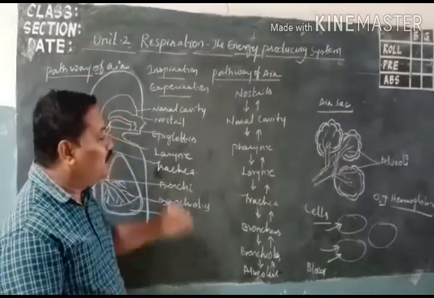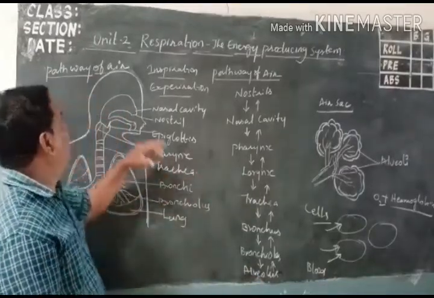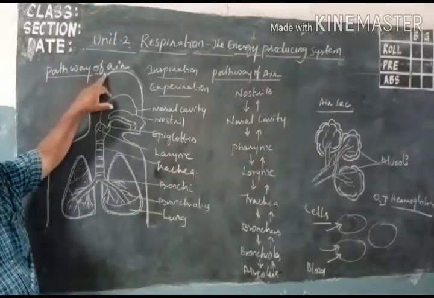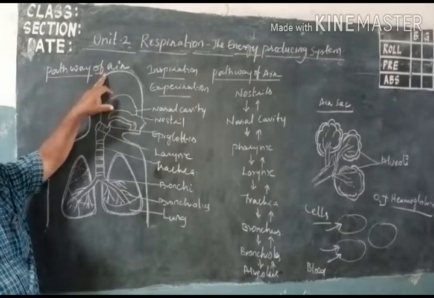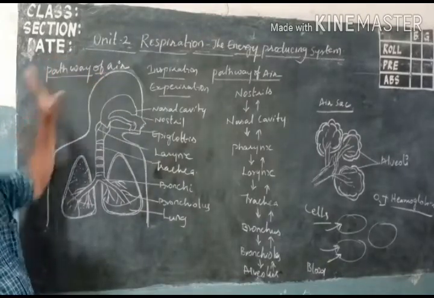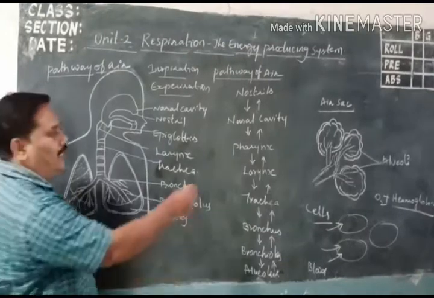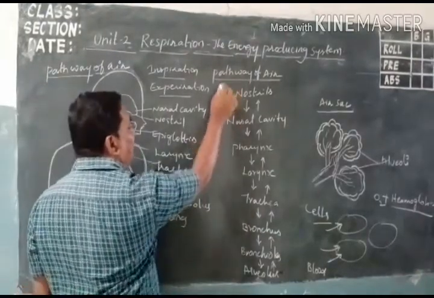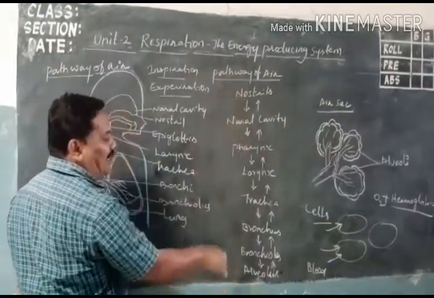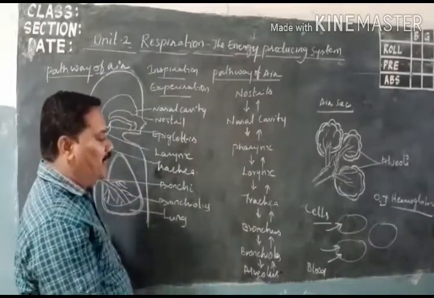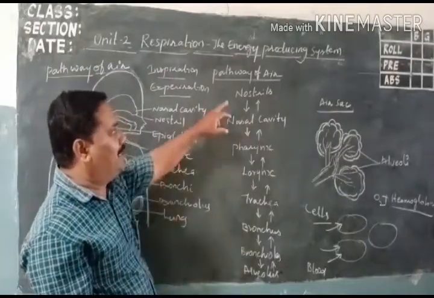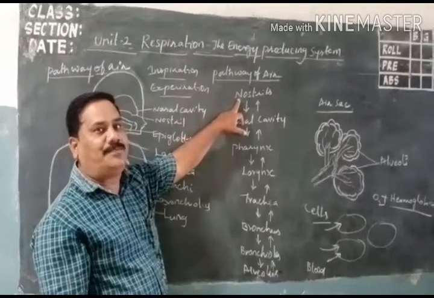Okay, now how does the air enter? See the pathway of air into the respiratory parts. I have written a flow chart here. How does the air enter? Where does it enter? Where does it mix into the blood? Now we see. First, the nostril.